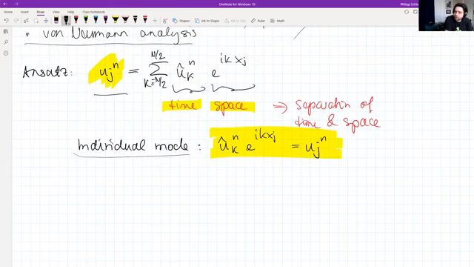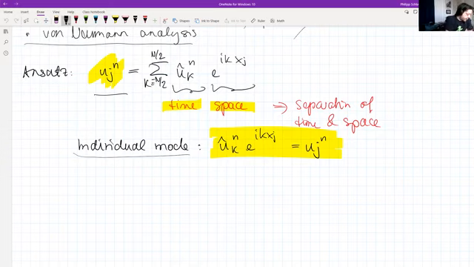So I would like to ask you whether there is any question so far about either the stability of the ODE or the von Neumann analysis so far. Okay, but then I guess we can just continue from that point on.